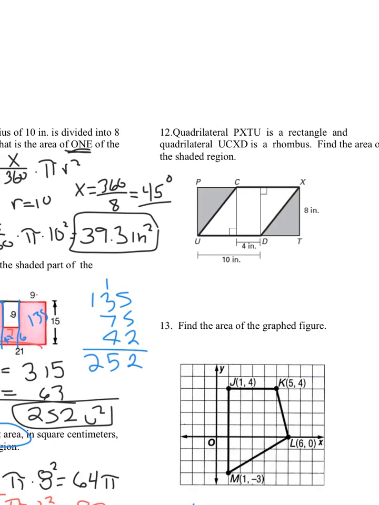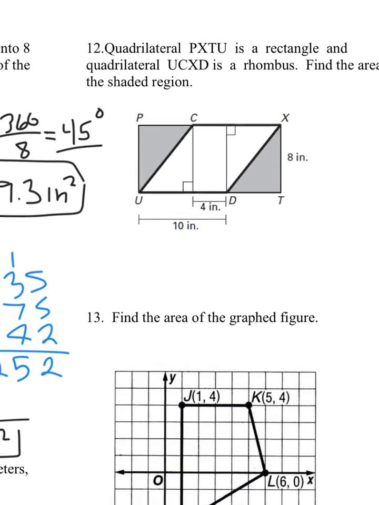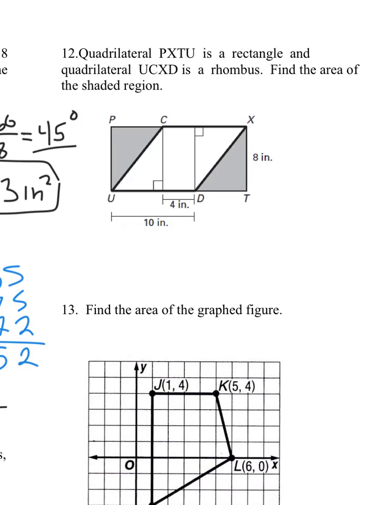All right, let's finish up here. Number 12, quadrilateral. PXTU is a rectangle in the quadrilateral. UCXD is a rhombus. Find the area of the shaded region. So to me, what I would do here is area of the big shape, kind of like we did on 9 and 10, minus the area of the cutout shape, because you only want the shaded portion.